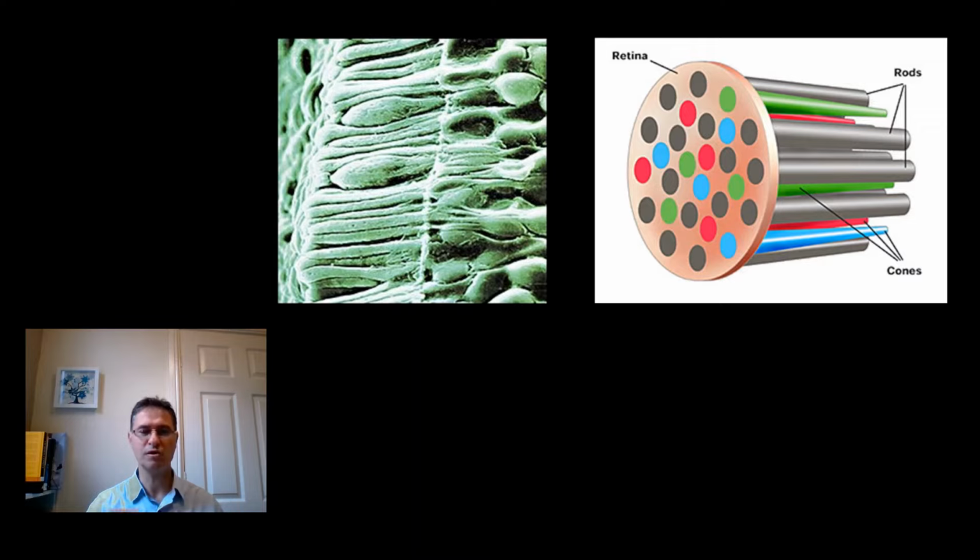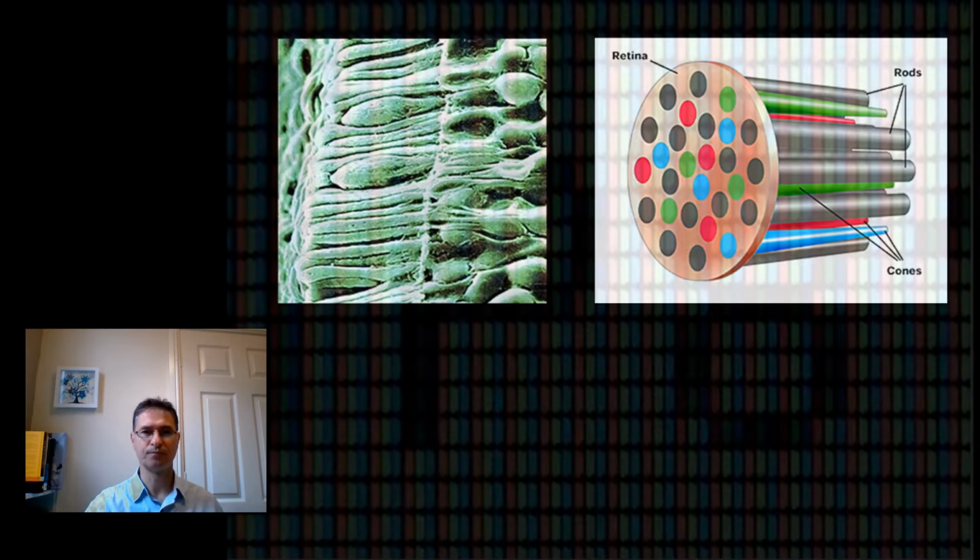Red, green, and blue. Just as Thomas Young suspected in the 19th century, this has been experimentally confirmed in the late 20th century. So there are just three main frequency detectors in our eyes, corresponding to red, green, and blue colors.